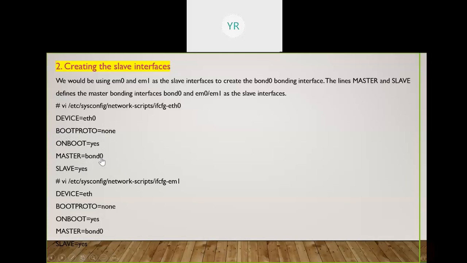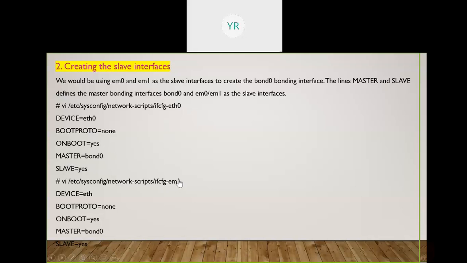MASTER equal to bond0. So eth0 is acting as a slave. What is controlling it? It says bond0. MASTER equal to bond0, SLAVE equal to yes. SLAVE equal to yes means this is acting as a slave, and bond0 is acting as the master.